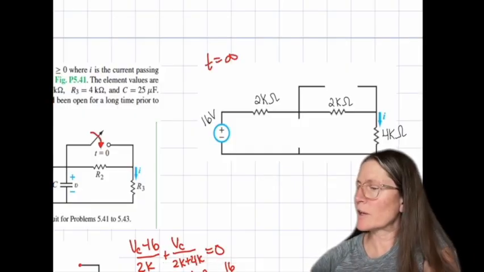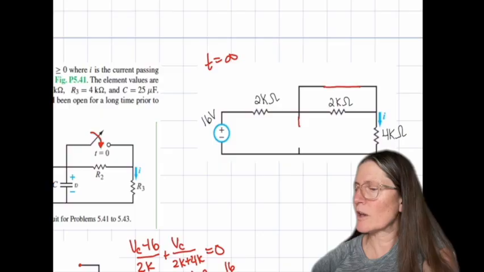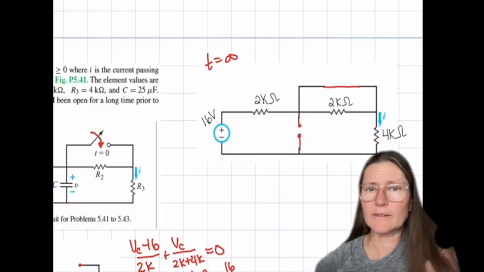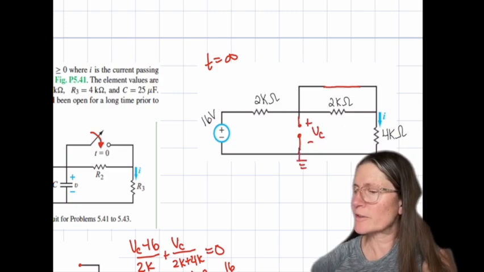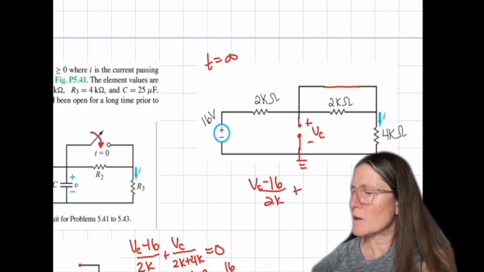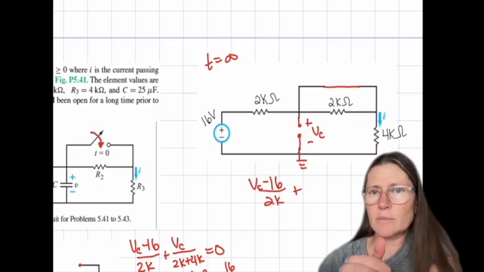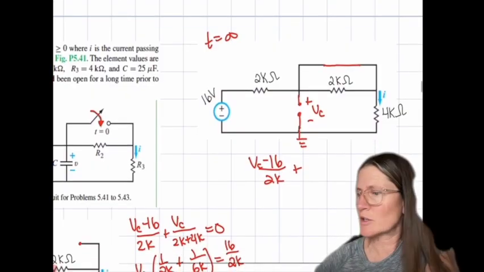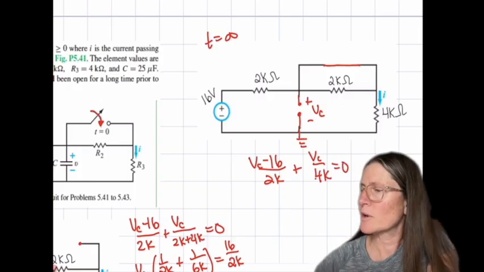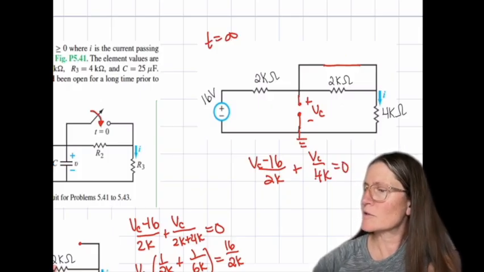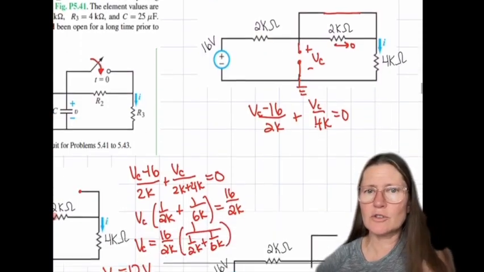And so in the final state, this is closed, and this is still going to be open because it's sat there for a long time. And again, the voltage across this, so we have VC minus 16 over 2K. And now that wire is in parallel with the 2K, so it's just going to be VC over 4K equals 0. And there's no current in this branch.